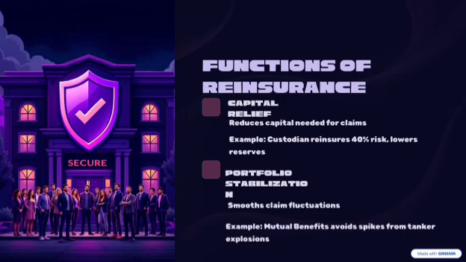Function number 2, we have portfolio stabilization. Reinsurance helps to smooth out fluctuations in an insurer's claims experience from year to year. For instance, if Mutual Benefit Assurance experiences unusually high claims in 1 year due to multiple tanker explosions on the Lagos-Ibadan Expressway, reinsurance helps to absorb these unexpected losses, ensuring the company remains stable.